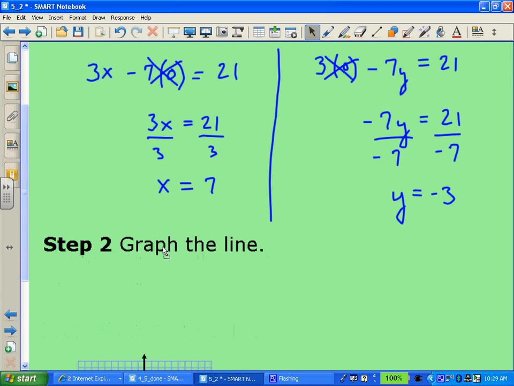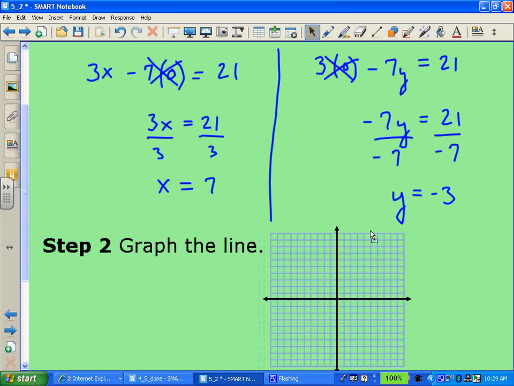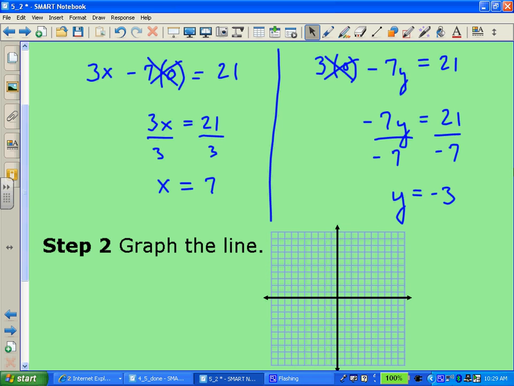And then what I'm going to do is graph the line. So if I bring my graph up here, my x-intercept is 7, so I'm going to go to 7 on the x-axis and I'm going to put a point there. My y-intercept is -3, so I'm going to go to -3 on the y-axis and I'm going to put a point there. And then all I have to do is connect my 2 points with a straight line. And now I've graphed the line.